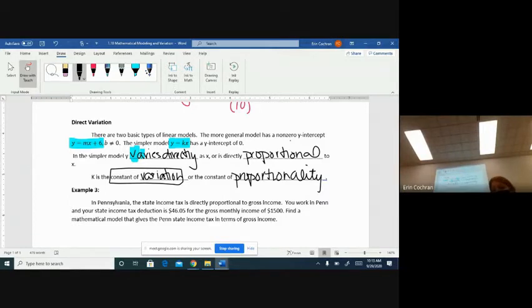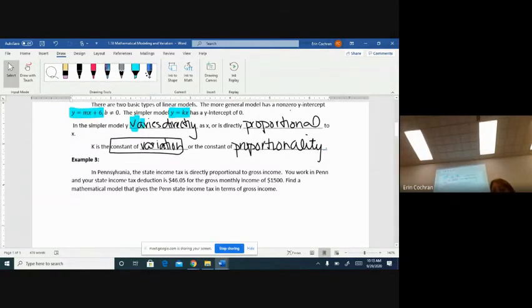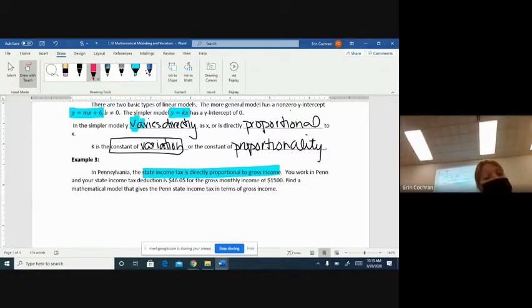So the y-intercept is 0, and your k, your slope, is the constant of variation or the constant of proportionality, okay? All right, in Pennsylvania, the state income tax is directly proportional to gross income. So my state income tax is my y, and the gross income will be my x, because we always say that y varies directly to x.